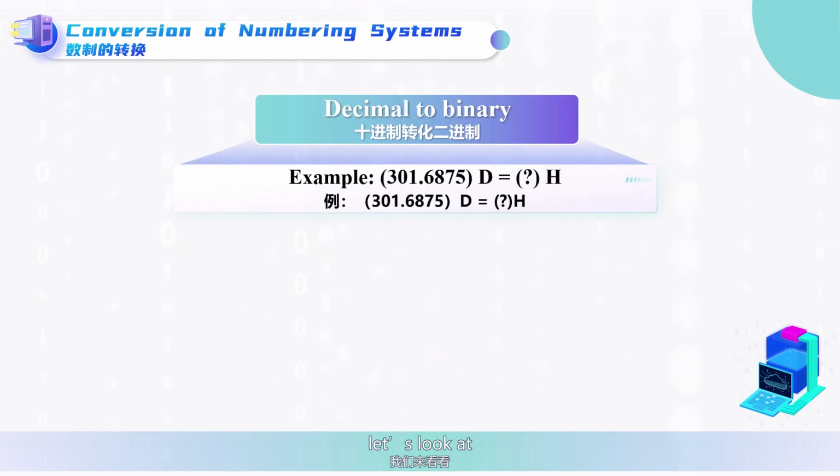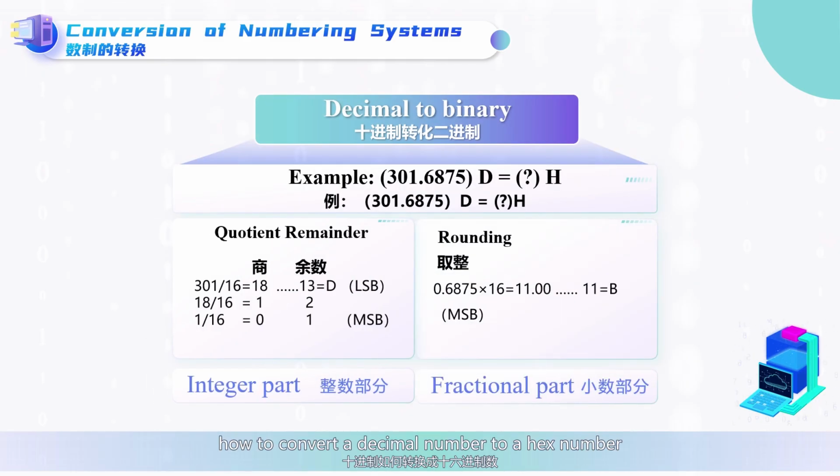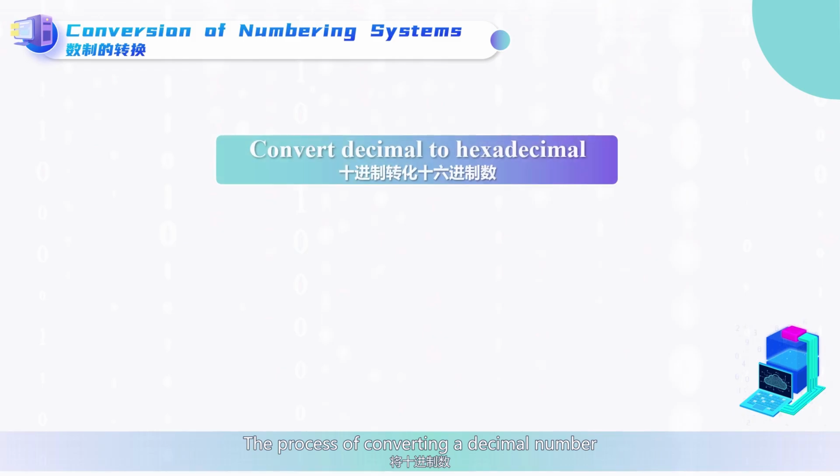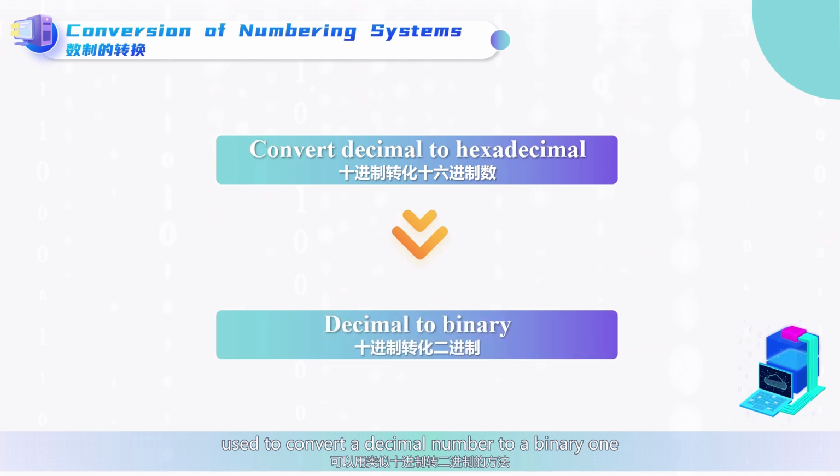Next, let's look at how to convert a decimal number to a hex number. The process of converting a decimal number to a hex number is similar to the method used to convert a decimal number to a binary one.